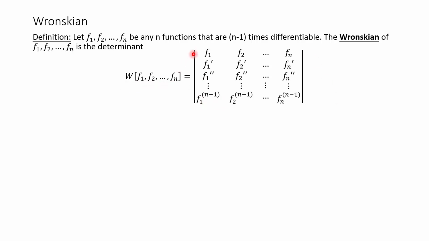So notice a couple things. We have our vertical lines. That's denoting that this is a determinant and not just a matrix.